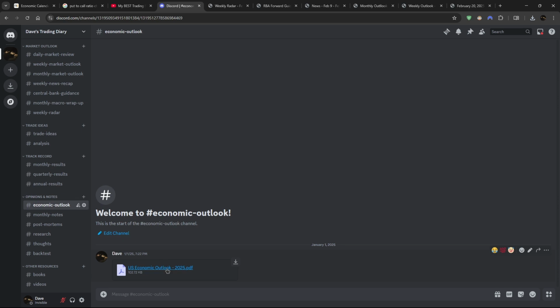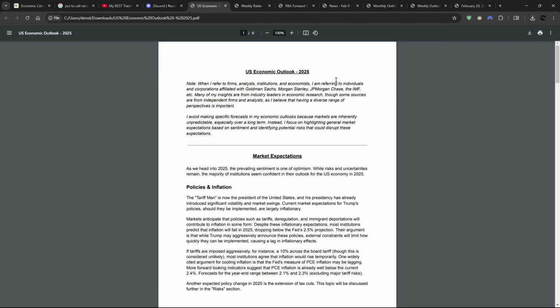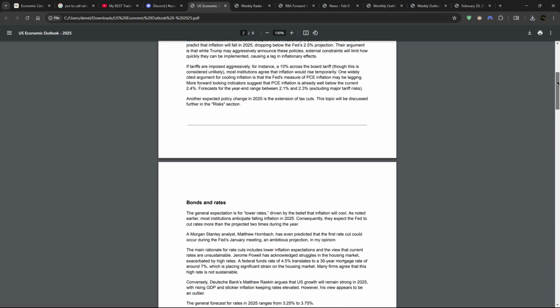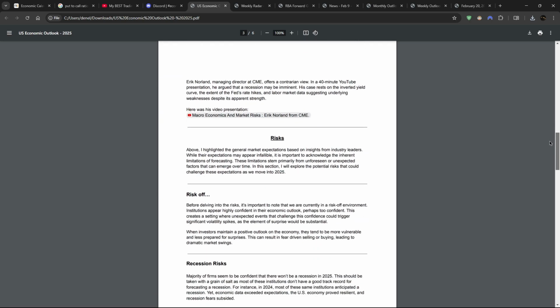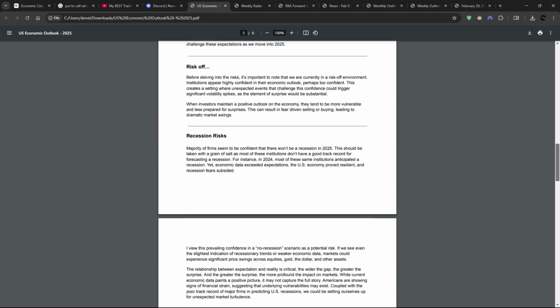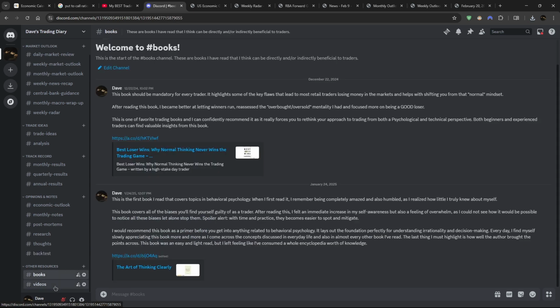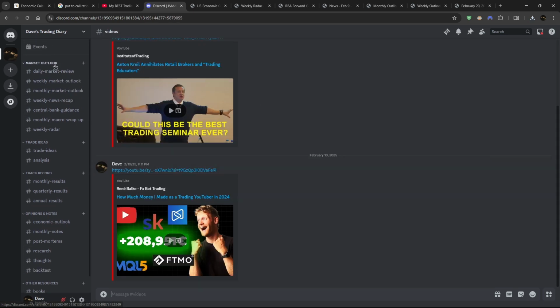This is economic outlook, so this is a broader outlook on the economy. So this is usually more long-term focus. As you can see, this is a 6-page PDF document. This is a lot of writing, but I love doing this, and this was my yearly outlook basically. So yeah, that's economic outlook. Next you have monthly notes. You get the point. Research, thoughts, backtests, books, videos and all that stuff.